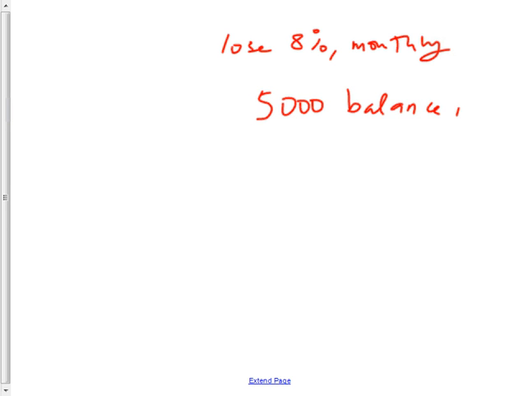Let's say I'm going to lose 8%. It's monthly. If I want my checking balance to maintain at $5,000 balance in the long run, do you get how I don't even care how much I start with? It's irrelevant. Solve for how much you have to put in each month to have a $5,000 balance going in the long run. Again, it's going to take a long time to get there, but that's the point of a long run.